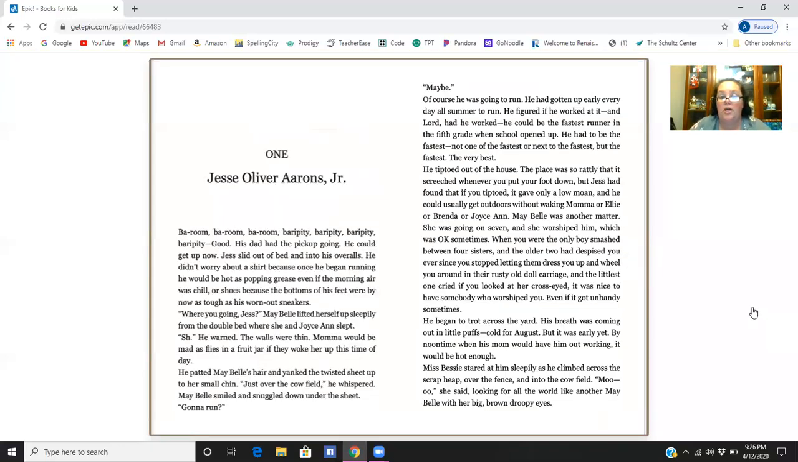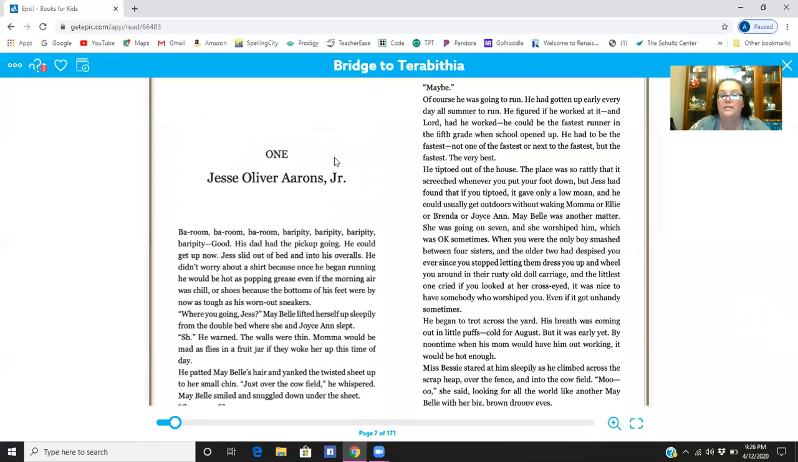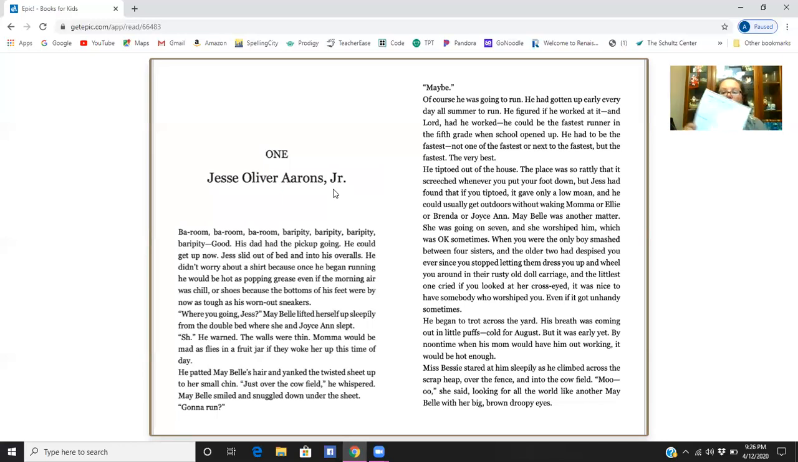So we're going to start with chapter 1. Jesse Oliver Aarons Jr. Now, knowing that the title of the chapter is about Jesse, we're probably going to find some more information we can add to our character reference sheet about Jesse.